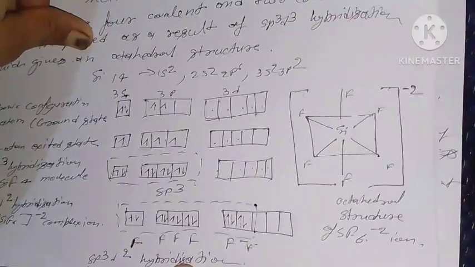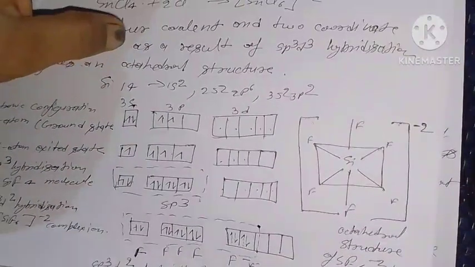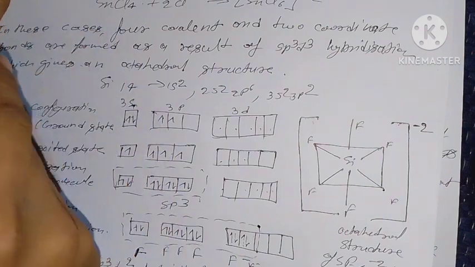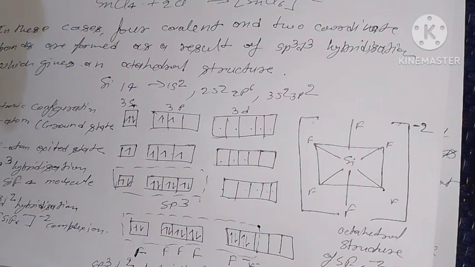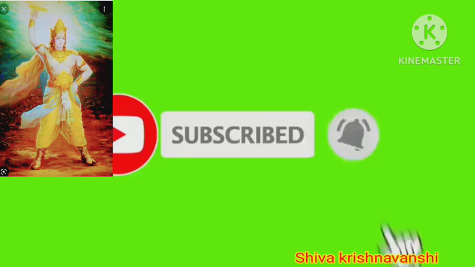This is the chemical properties of group 14 elements, and next is gradation in properties of group 14 elements.